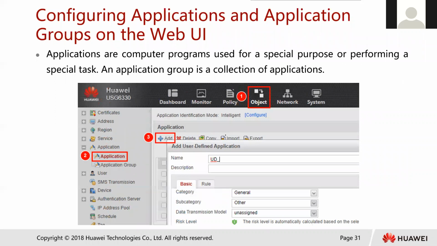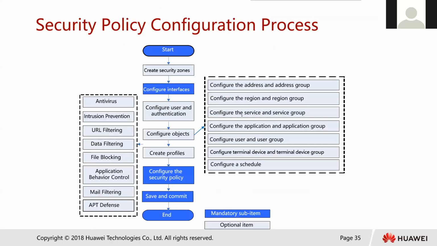Okay, the security policy configuration process. You already know what you need to configure, but the process, in other words the order, what is the order to configure the security policies? First you need to configure the security zone, and then the interface, step by step. This is the order. And then configure the user and authentication.